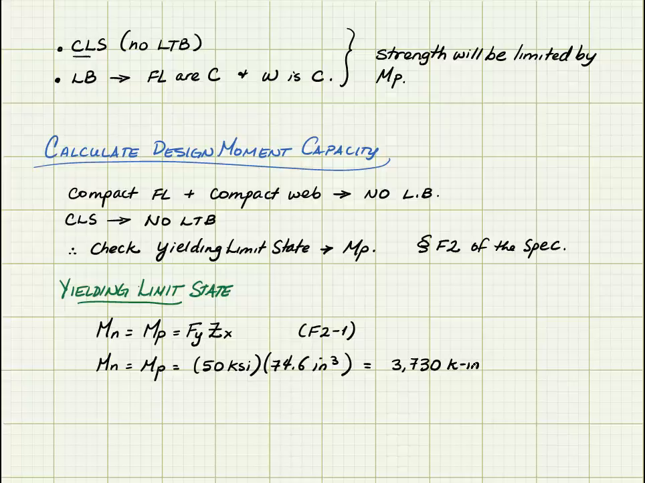3,730 kip inches. Since I calculated my factored demand in terms of kip feet, I'm going to convert this to kip feet by dividing by 12. This is equal to 310.8 kip feet. That's my nominal moment capacity. My factored moment capacity is going to be 0.9 times 310.8 kip feet, or 279.8 kip feet.